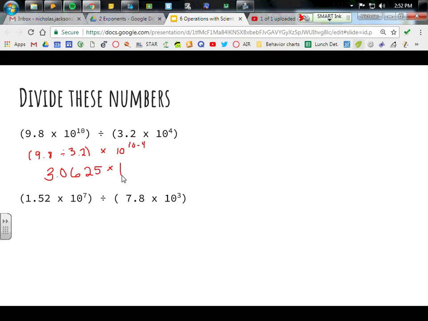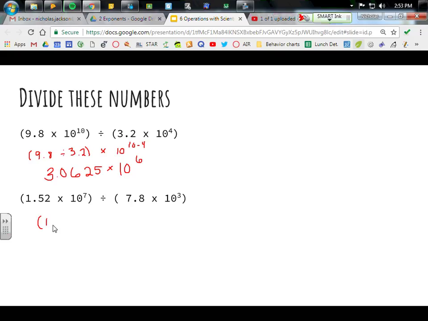And if we do our subtraction, we get 3.0625 times 10 to the 6th. Okay, we have here 1.52 times 10 to the 7th divided by 7.8 times 10 to the 3rd.